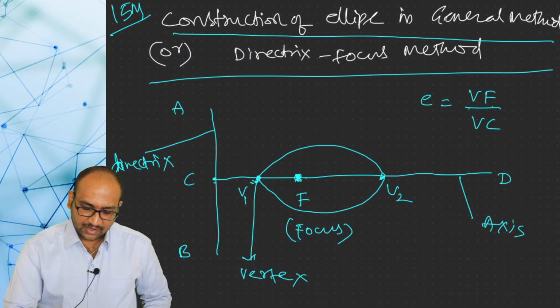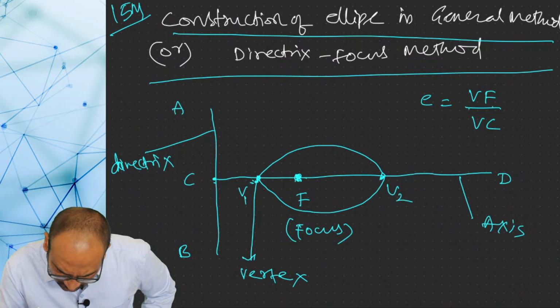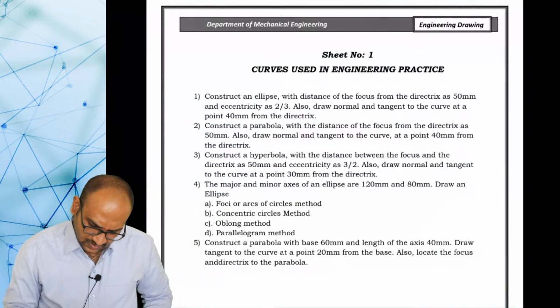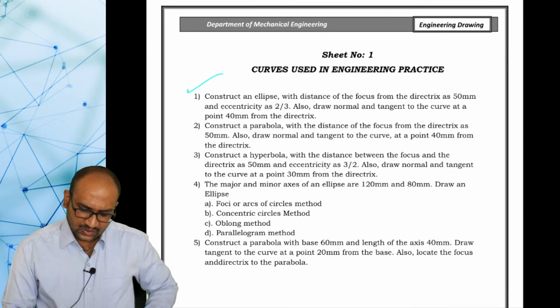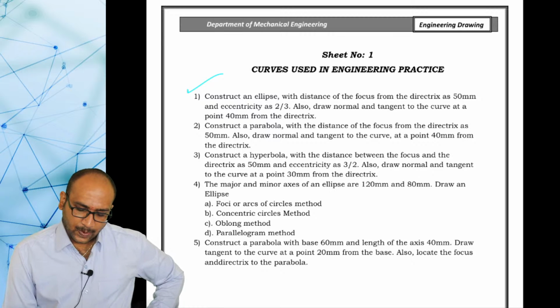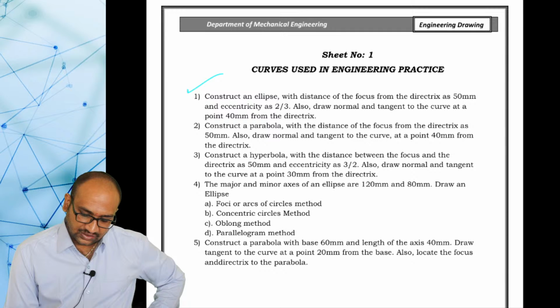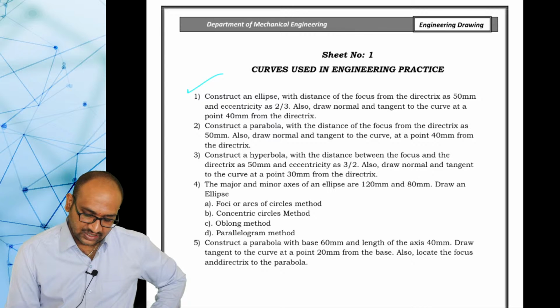Next, we will see one example problem. So this is the problem. Construct an ellipse with distance of the focus from the directrix as 50 mm and eccentricity is 2/3 ratio. Also draw normal and tangent to the curve at any point from 40 mm from the directrix. We all know that directrix is a fixed line, focus is the fixed point, and we know eccentricity formula, and in this problem they have given distance from directrix to focus is 50 mm.